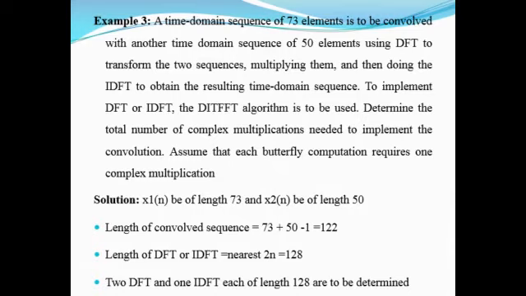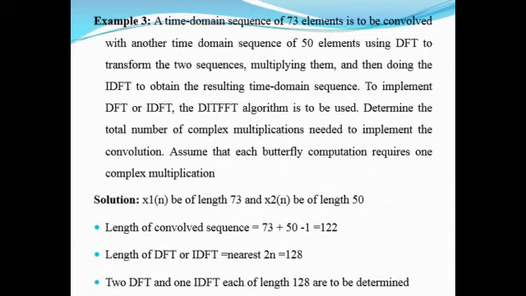Then one example: a time domain sequence of 73 elements is to be convolved with another time domain sequence of 50 elements using DFT to transform the two sequences, multiplying them and then doing the IDFT to obtain the resulting time domain sequence. To implement DFT or IDFT, the DIT-FFT algorithm is used. Determine the total number of complex multiplications needed to implement the convolution. Assume that each butterfly computation requires one complex multiplication.